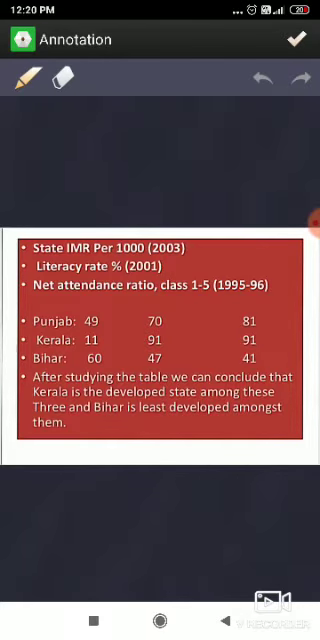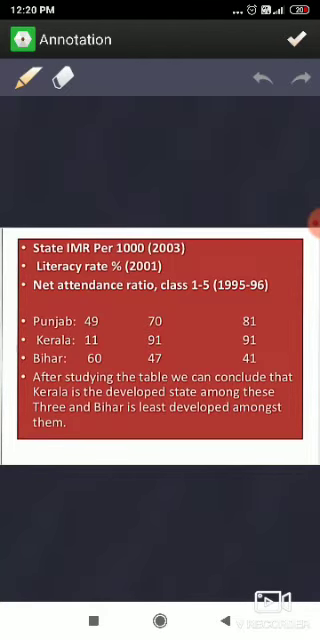So now we are going to compare IMR, literacy rate, and NAR, that is net attendance ratio, of these three states: Punjab, Kerala and Bihar. We can observe here Punjab has an IMR of 49, Kerala has only 11, and Bihar 60. This is negative data, so the lower value is the better one.